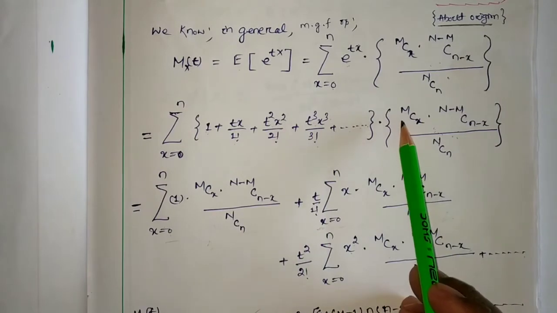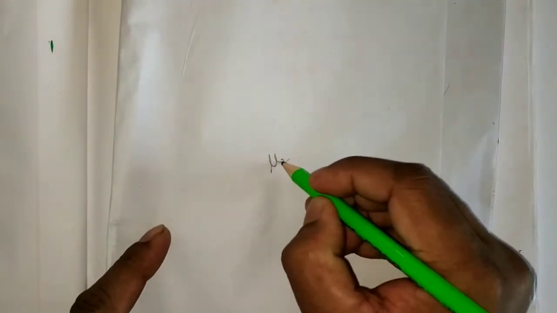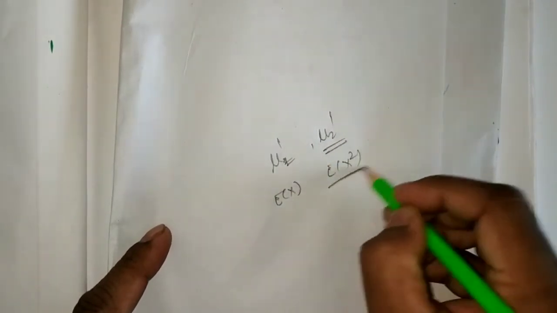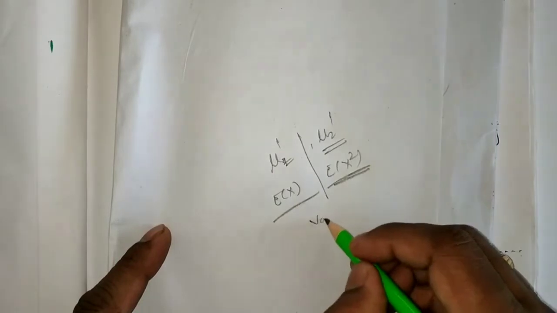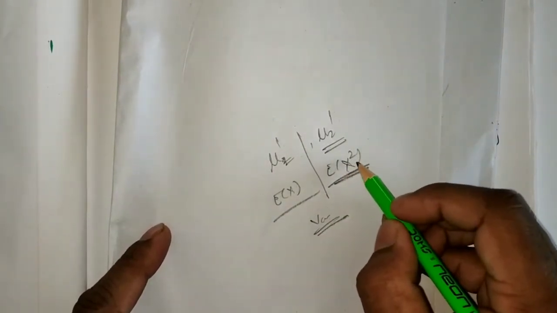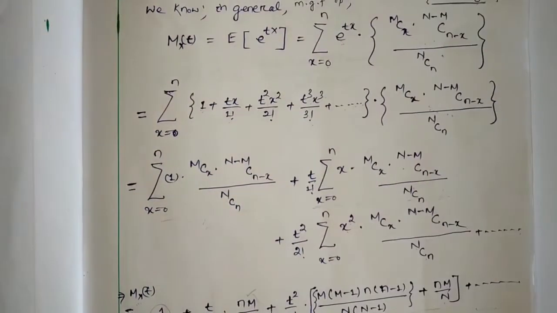Here we intend to find only the expectation of x and x square, because we want the variance. For the variance we need only mu 1 dash and mu 2 dash, that means the expectation of x and the expectation of x square. So there is no need to consider the higher orders of x, and I have not considered them.